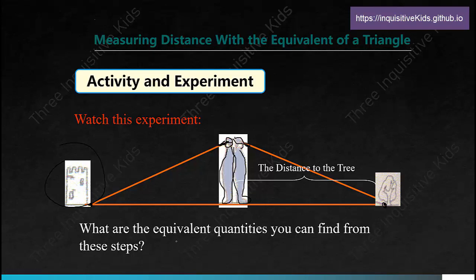So then, the interesting part is here. This part from his feet to the base of the tree would be the distance to the tree. The distance to the tree would be equal to the distance to this castle, because he stayed at the same place and turned his baseball cap to the base of this castle. Then he turned around. Remember, he didn't take any steps. He just turned around, and without moving the angle of his cap, he saw that it landed exactly at the base of a tree. So it means that the distance to the castle is equal to the distance to the tree. What are the equivalent quantities you can find from these steps?